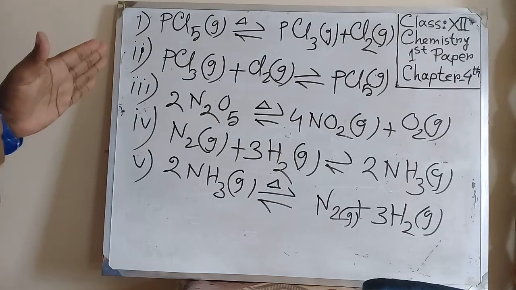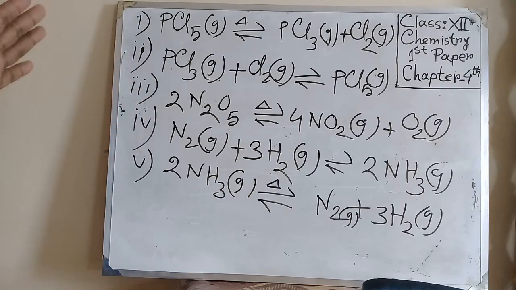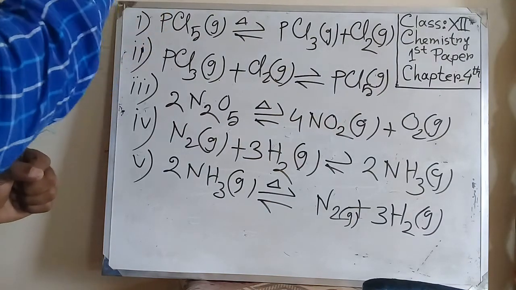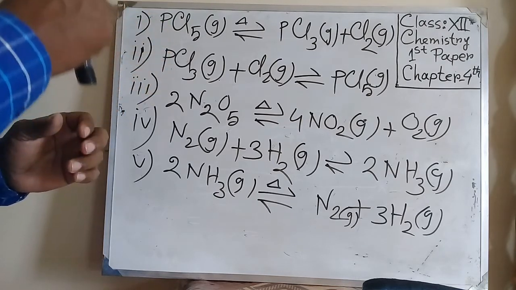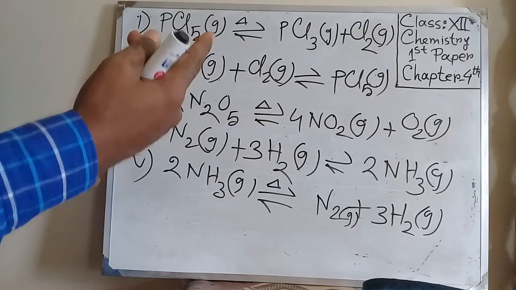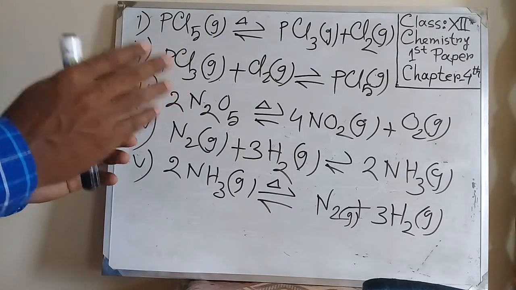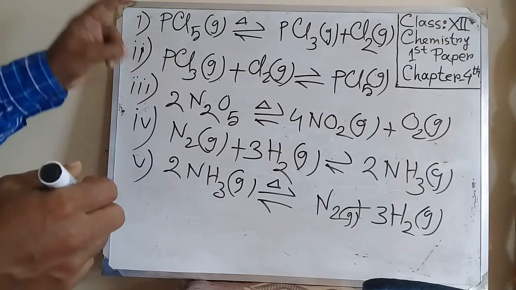So I gave homework, and a few students completed this homework, and maybe a few students didn't complete. So today I'll discuss the first reaction, how you'll find out Kp and Kc. What is Kp here? Kp is the molar equilibrium constant in partial pressure, and Kc is the equilibrium constant in molar concentration. So today we'll discuss the first one.